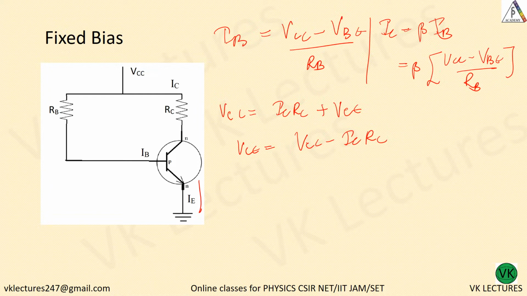Now let us go to the input side. VCC equals IBRB plus VCE. Right?